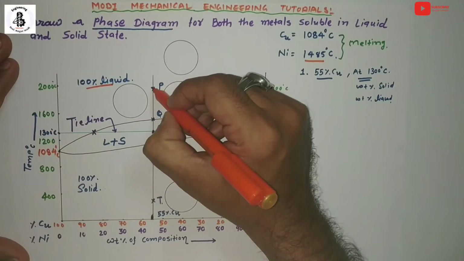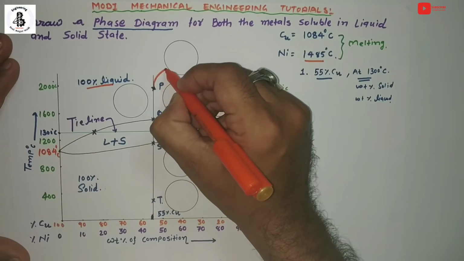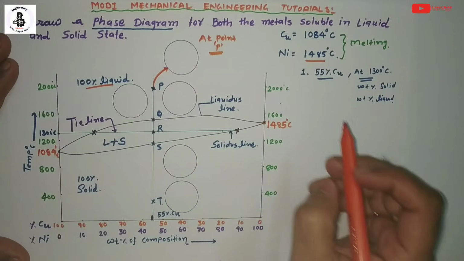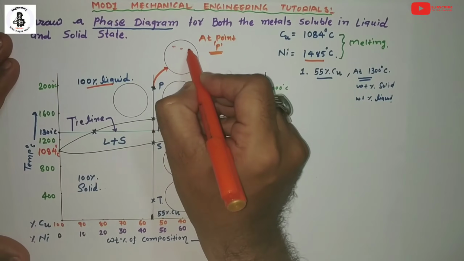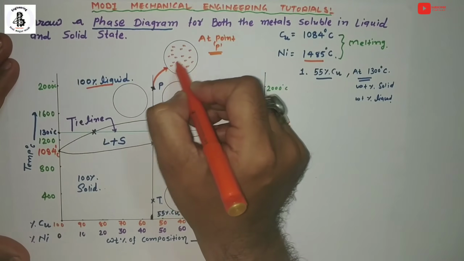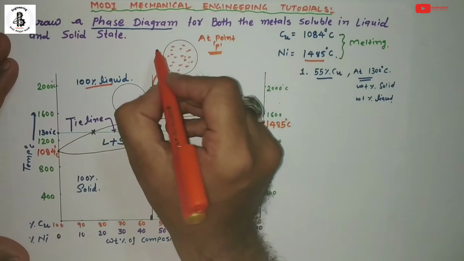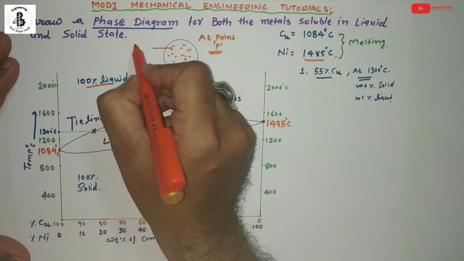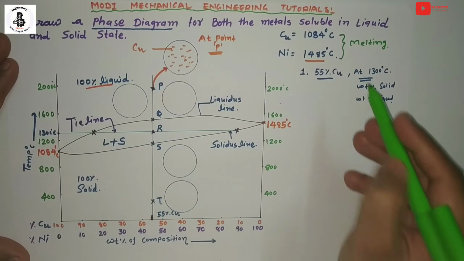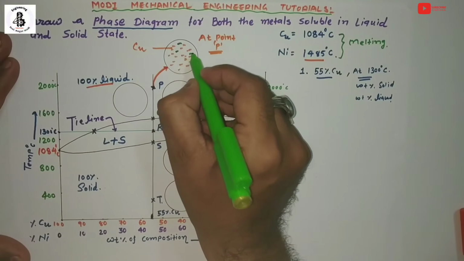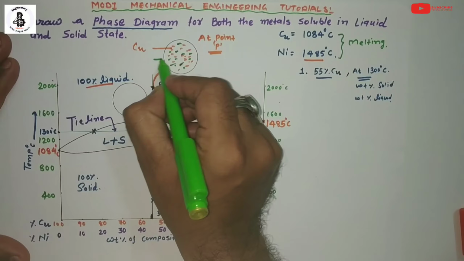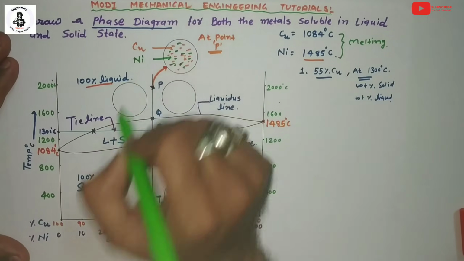So let's see the microstructure view at point P. At point P, that will be 100% liquid of copper and nickel. This orange will be the indication of copper, and the other metal will be the nickel. Both are in the liquid state.